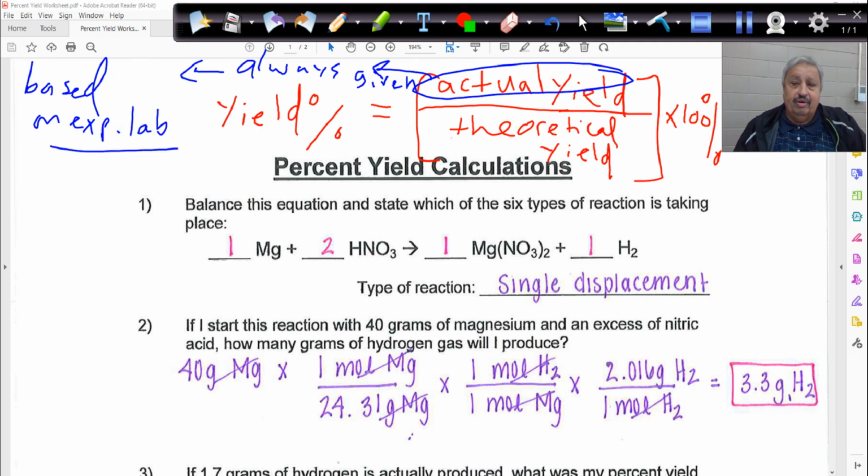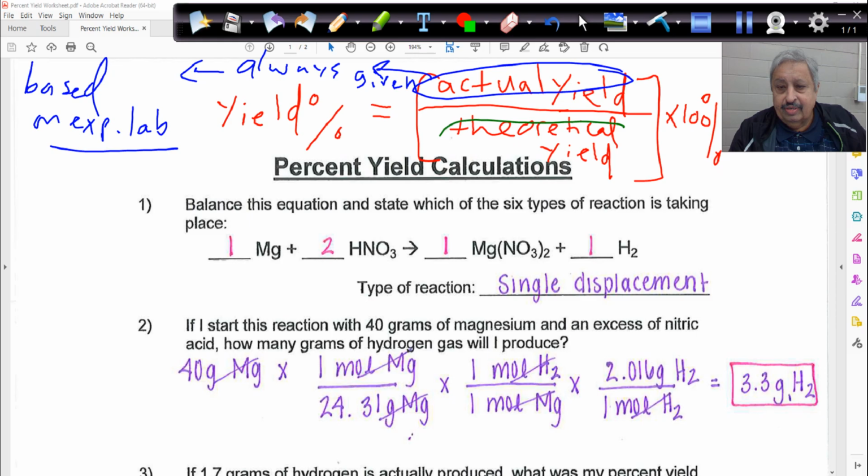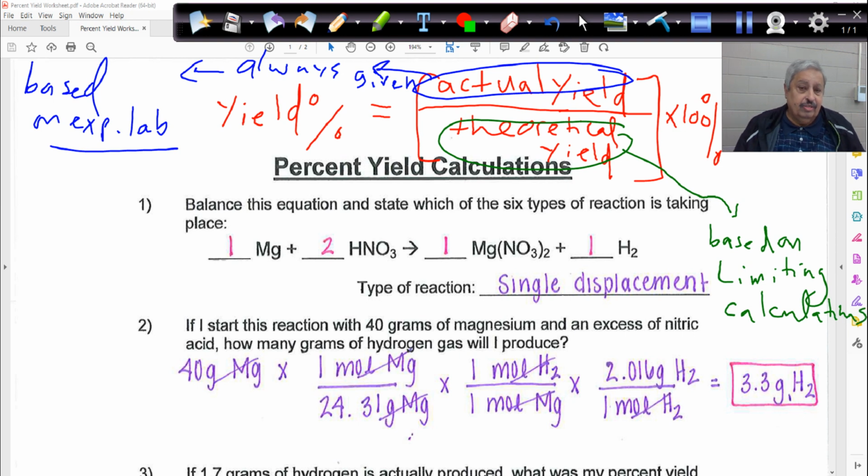However, the theoretical part of the yield is coming out of calculation. So the theoretical yield is based on limiting reactant calculations. Okay, guys? So actual is always given to us because we will not do the actual experiment inside the worksheet, correct? There is an experiment in the lab that has been done, and they give you the value of what they obtained from the experiment.